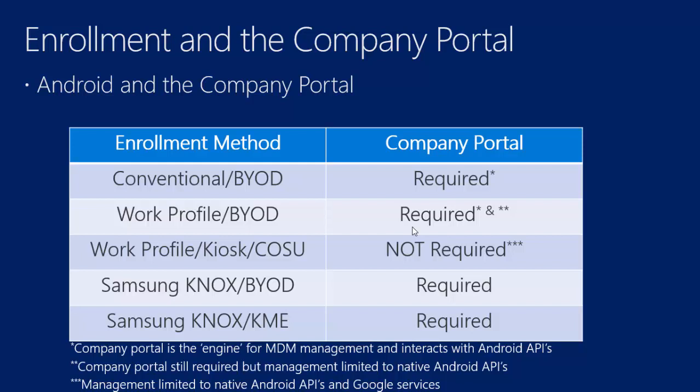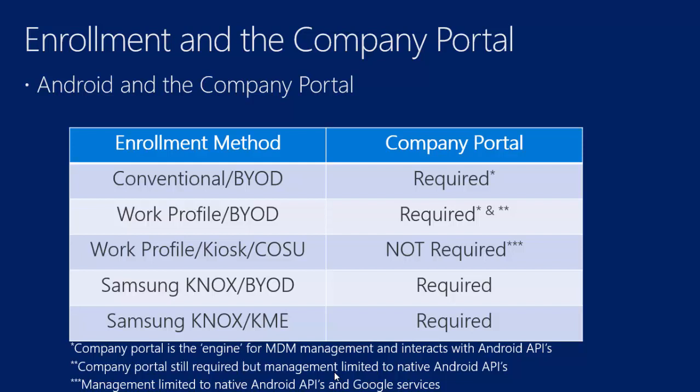Right? That's where Samsung really took off and built a lot of capabilities into their flavor of Android OS that were above and beyond what was in the basic Android OS. So for conventional BYOD, for work profile BYOD, absolutely the company portal is required. Again, the company portal is the engine for MDM enrollment in these BYOD scenarios. When we get to work profile, there are more capable settings in the native Android OS, so the company portal is still required, but the management really leans on the Android APIs, right, that are native, and so the company portal knows how to flex to that.